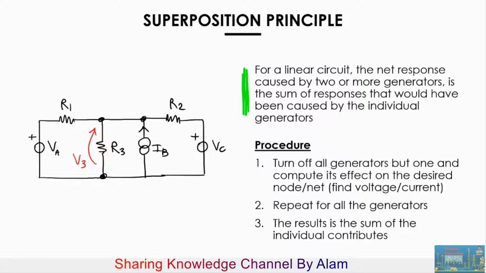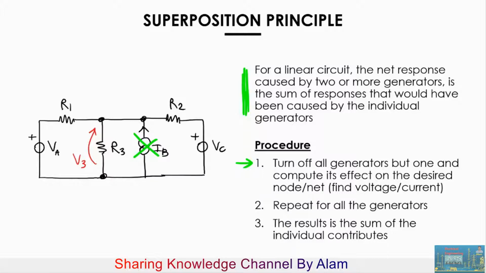On the right of the slide, I indicated a procedure one must follow to solve the circuit. Step 1. Turn off all generators but one, and compute its effect on the desired node. Let's start by calculating the effect of VA. That means that we have to turn off IB and VC. How do we do that? Well, IB is a current source, so its job is to produce a current. Turning it off means setting the current to zero. A net, where the current is zero, is indistinguishable from an open circuit, so turning off a current generator is equivalent to removing it from the circuit and leaving the net open.